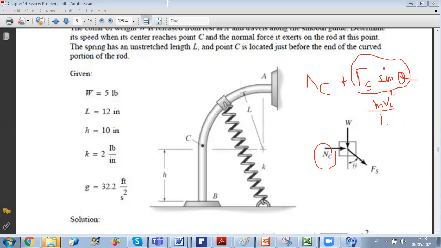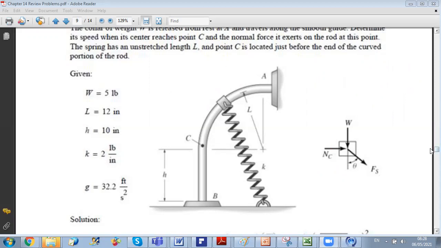Any other question on the previous problems before we continue? Okay.